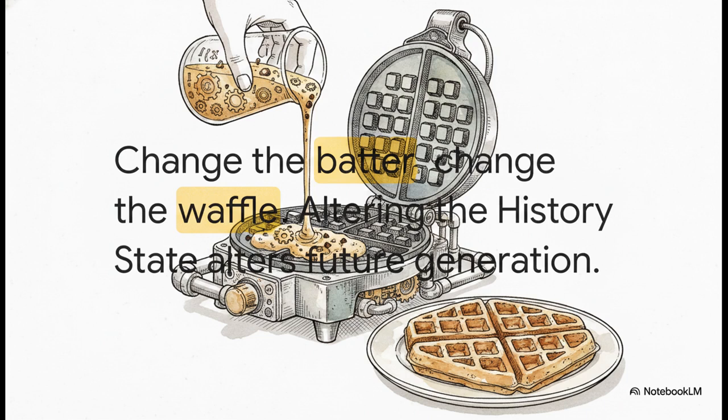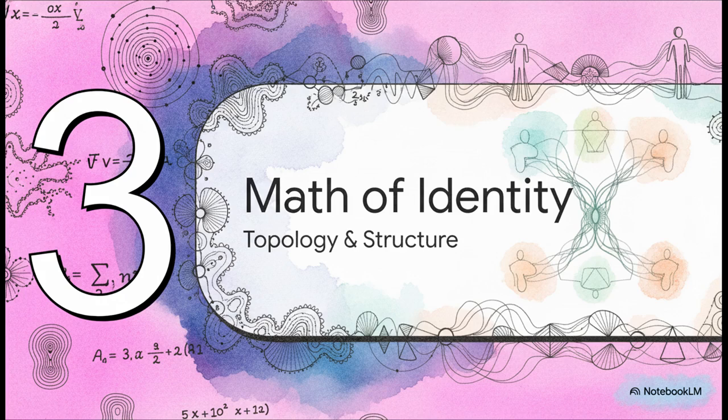The generator is the waffle maker, and your history state is the batter. If you alter that batter by tossing in some chocolate chips, or, in our framework, adding a real relationship that changes your future, that waffle maker is inherently going to produce a different waffle. You absolutely cannot alter the batter and then claim the waffle is exactly the same, right? All right, rulebook established. Now, let's step into the actual math.